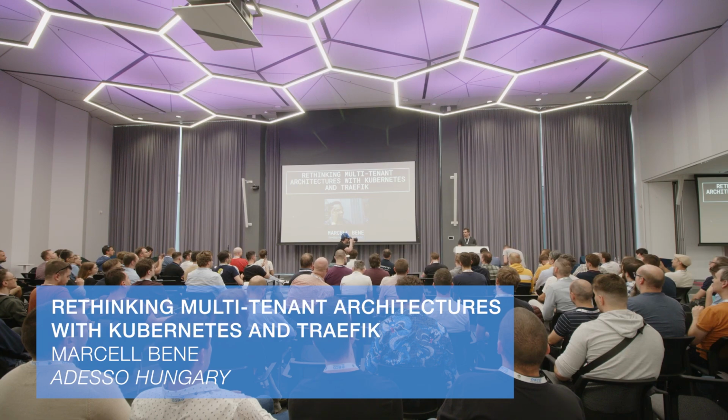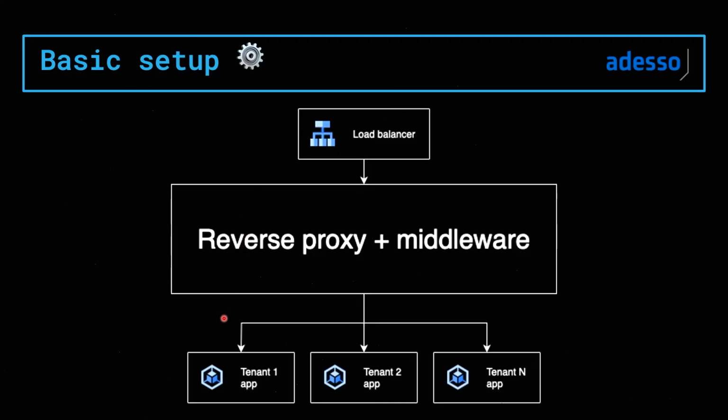I'm working for Adesso, and I'm gonna share my experience regarding this topic: rethinking multi-tenant architectures with Kubernetes and Traefik. First, I really want to talk about the basic setup. It's a really oversimplified setup, just to present. We have a load balancer, and we have some tenant applications, which are basically just web applications.